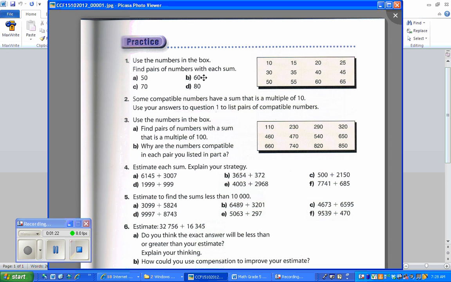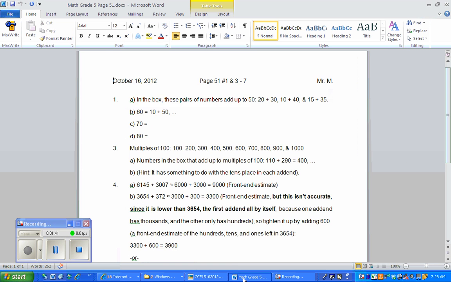For B, it wants you to find the pairs of numbers that add up to 60. So I'm going to start at the top left and I see 10. And I know that if I add 50 to 10, I'll get 60. So I look in the rest of the box and see if there's a 50, and there's 50 right there. So I'm going to start by writing down that 60 equals 10 plus 50. There may be others, so I will let you look for them.